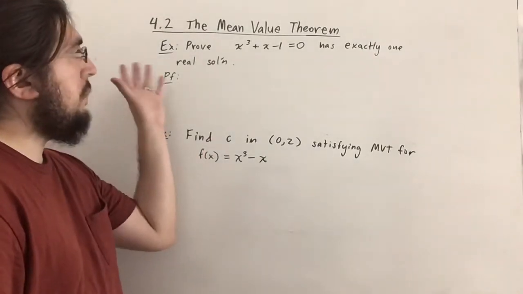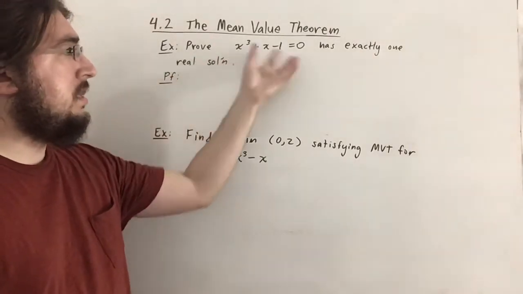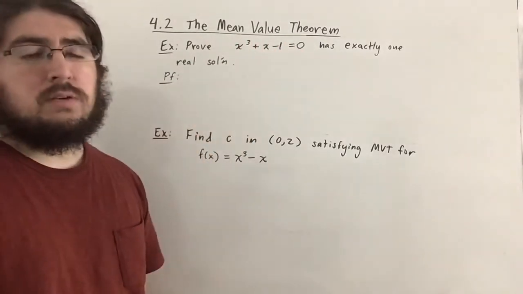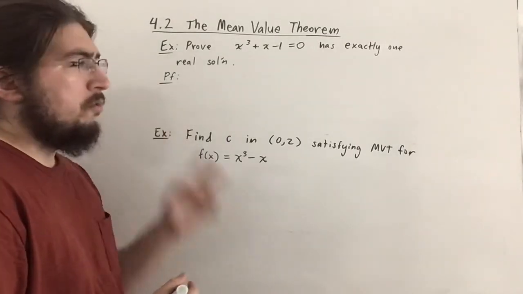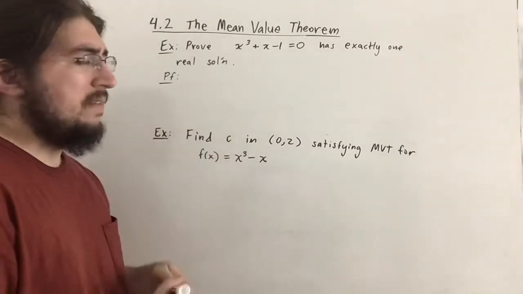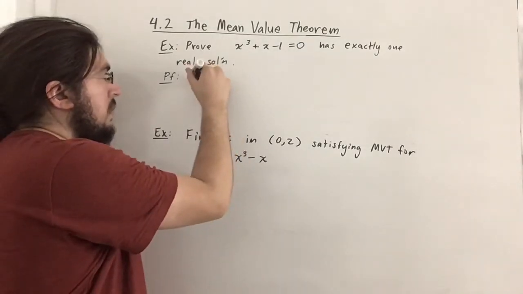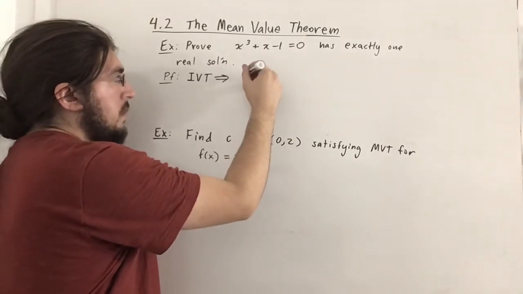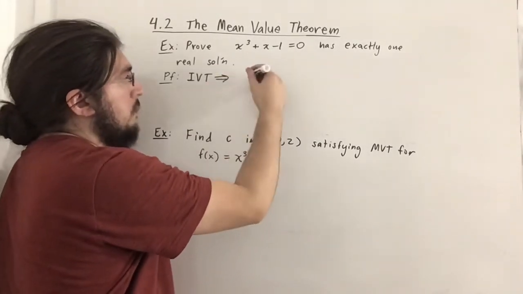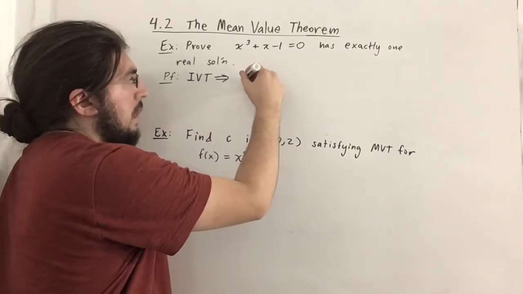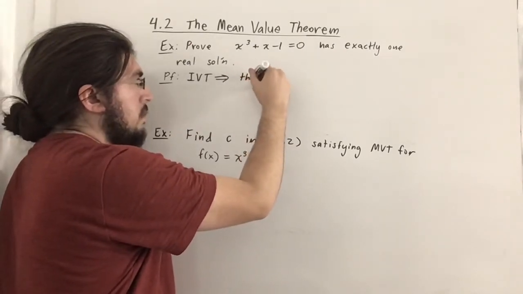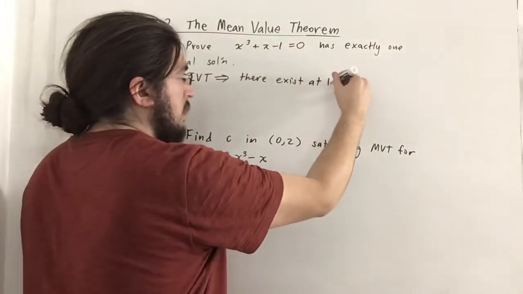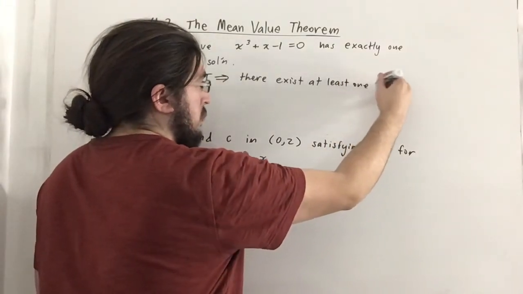Now for this example, it's asking us to prove that the equation x cubed plus x minus 1 equals 0 has exactly one real solution. So I'm going to start a proof here, but I'm not going to write too much detail. In fact, I didn't even leave too much space. But let me just say that the intermediate value theorem implies that there at least exists a solution. So there is at least one real solution.